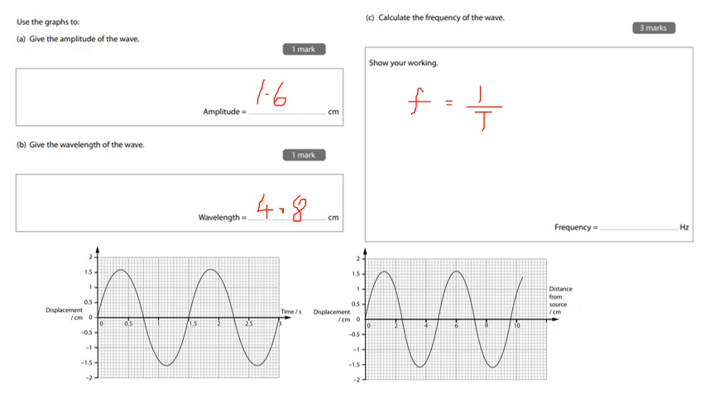So the frequency is 1 over the period. So the frequency is 1 over 1.5, because that's the period of the wave. And on your calculator, 0.6666. But basically, if I do 2 sig figs, I'll do 0.67 hertz. That is the frequency: 0.67 hertz.